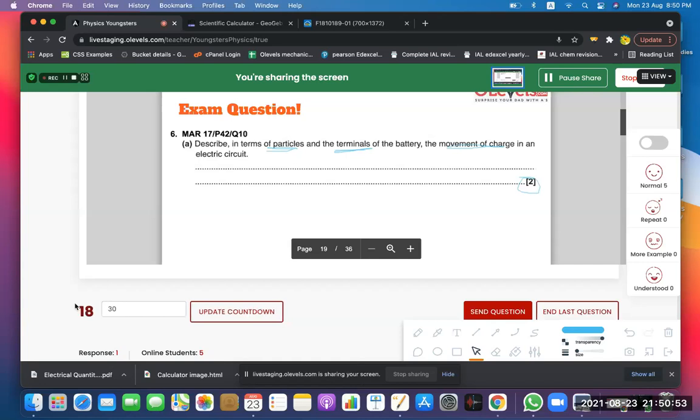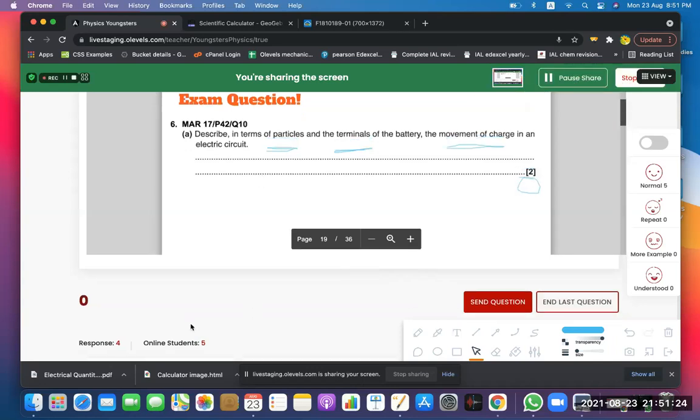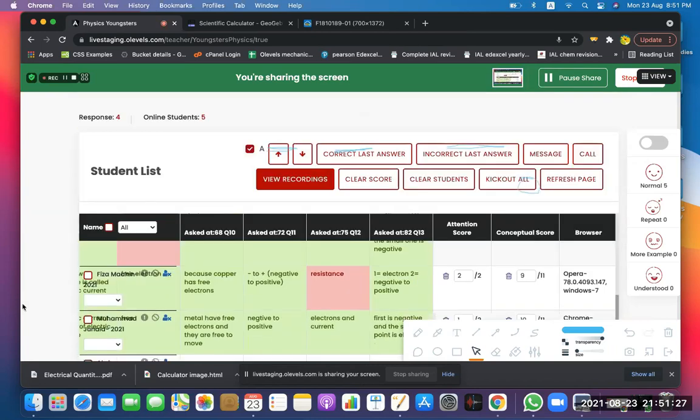Quickly answer, everyone. I'm just waiting for 2 more responses and the timer is about to end. Then I'm going to end the question. I'm just waiting for 1 more answer, and I've ended the question now. Now let's view the answers. Here we have 2 marks and we should mention 2 points. Let me view the answers.